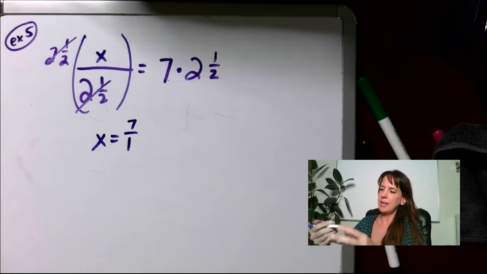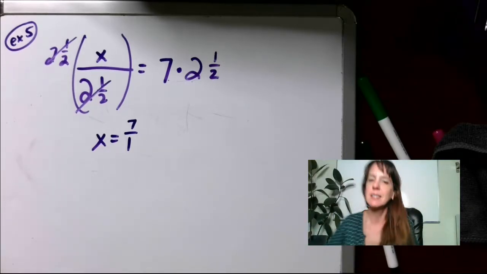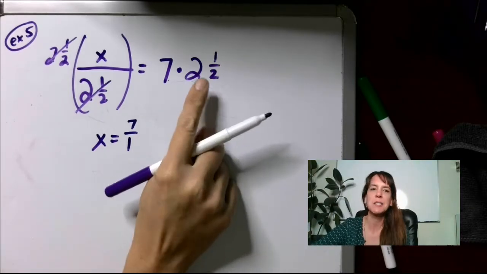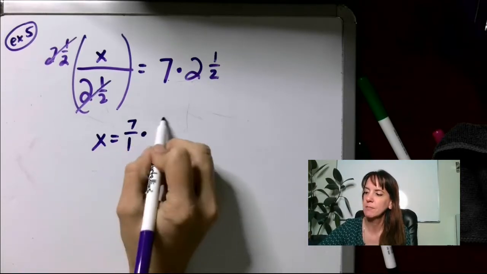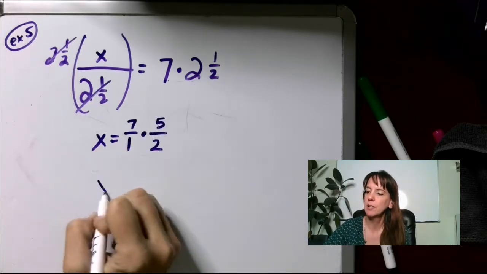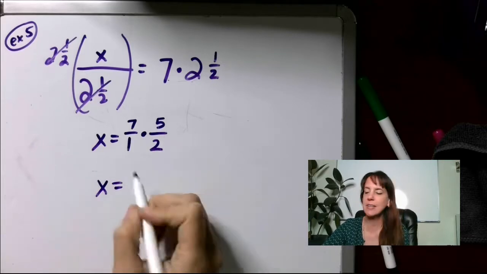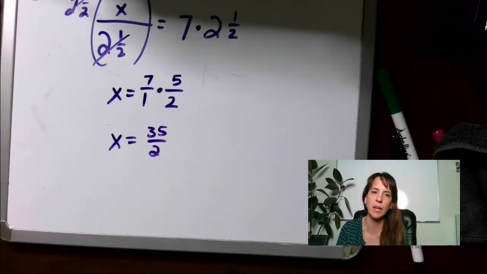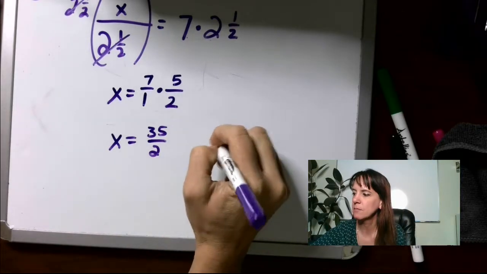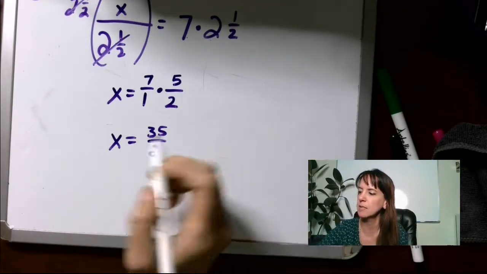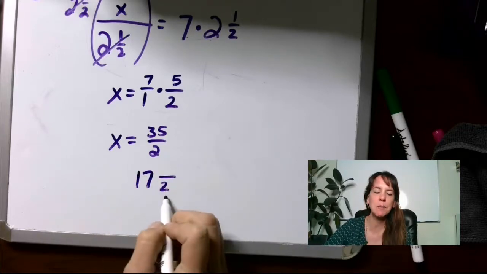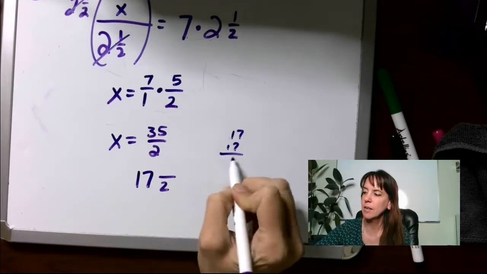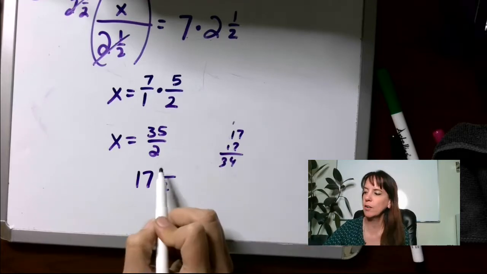All right, like I said, guys, we have 7/1 times. Now let's turn this into an improper fraction, 5/2. X equals, we can't cancel anything else. We get 35/2. You can turn it back into a mixed number if you'd like. 2 goes into 35 how many times? 17 times. 17 times 2 is 34. Carry the 1.